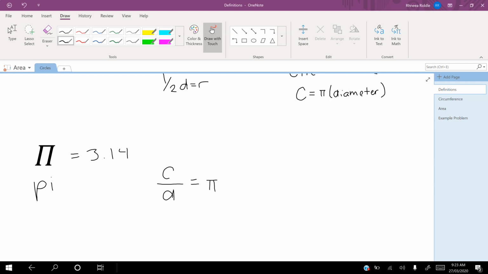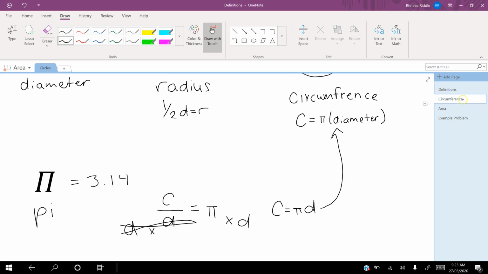So if you only have the diameter, it makes sense that you would have to divide or multiply both sides by the diameter to find the circumference, which equals pi times the diameter, because these will cross out. And that is how we find the formula for circumference. So just a little background knowledge there. We're going to go ahead and carry on to finding circumference.